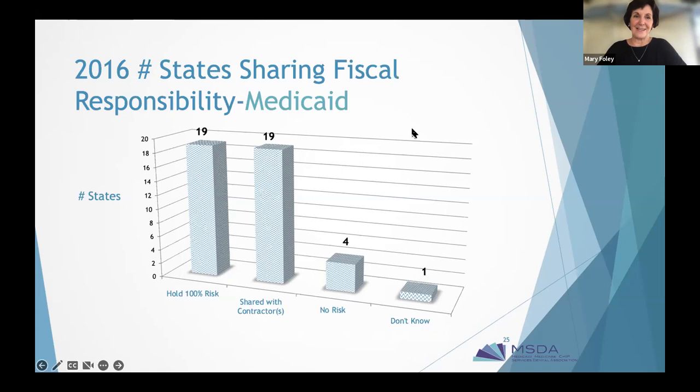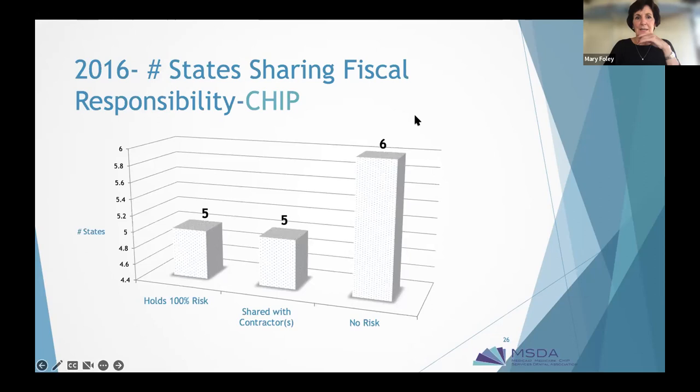The idea is to show you how different states manage their programs and are willing to give up that fiscal responsibility or not, right, with vendors. Again, the CHIP program back in the day, this is how the CHIP program, sometimes they would test it, right? They'd share it and give it off because it was a smaller program and they tested. Let's see how it's going to work with the CHIP program.